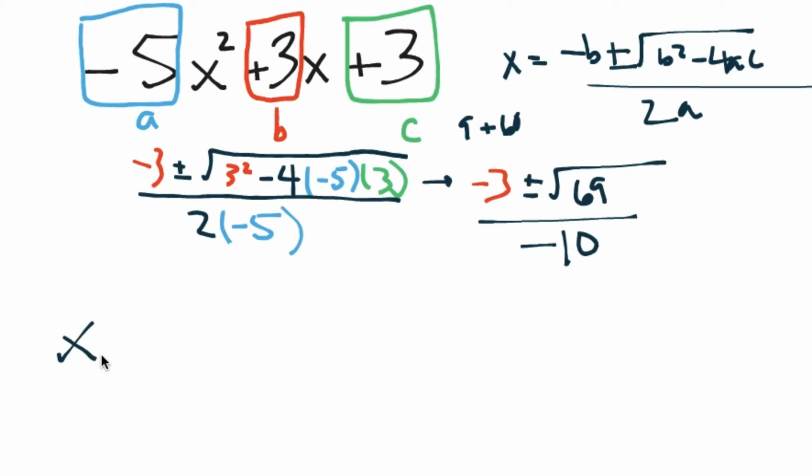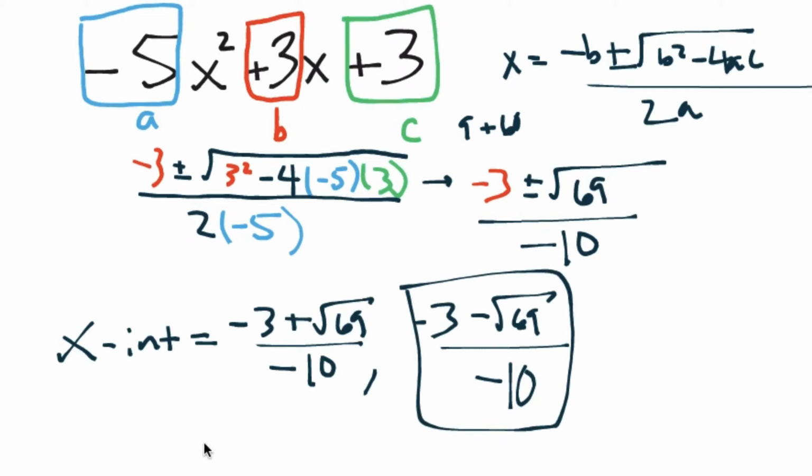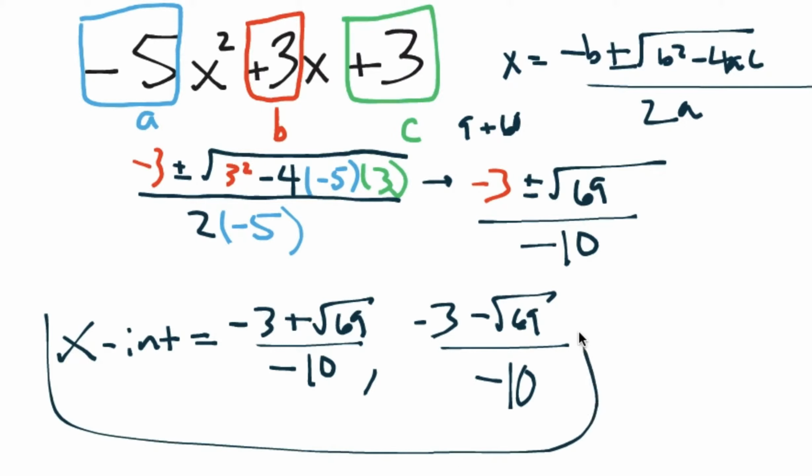So your x-intercepts are equal to, you could just write it like this. Sometimes your teacher or whatever would prefer it if you wrote them separately. So in which case you just do negative 3 plus root 69 over negative 10 and negative 3 minus root 69 over negative 10. This would be your solution.